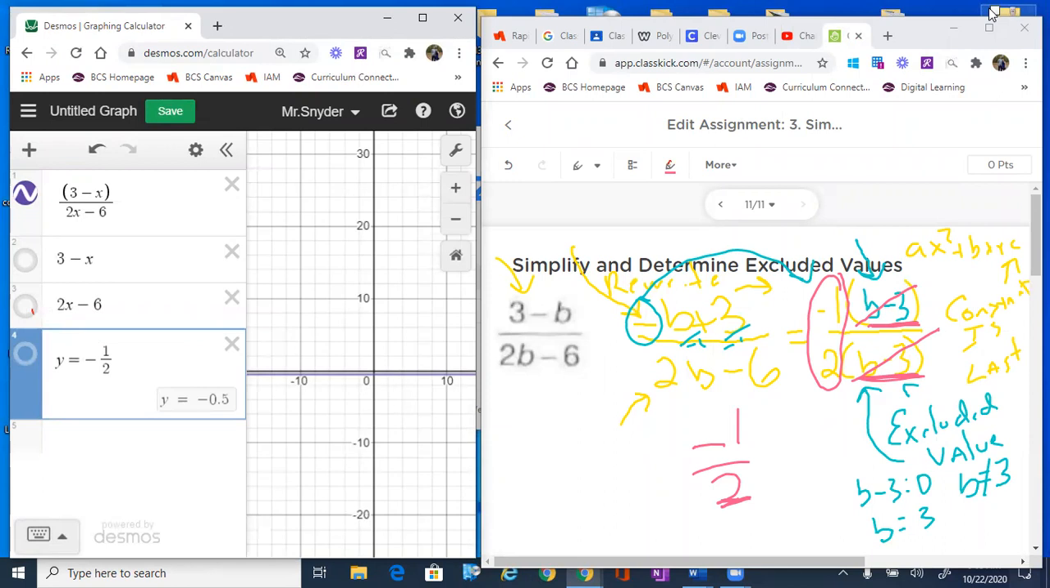Let me demonstrate one other thing. We said that we had an excluded value at 3. It could not be our answer. We can check that. If I go along all the way and I start tracing it until I get to 3, you're going to notice it is undefined. And that means that is an excluded value in our graph. Hope that helps you out with simplifying rational functions, finding some excluded values, and how do we factor with Desmos? How do we factor by hand?